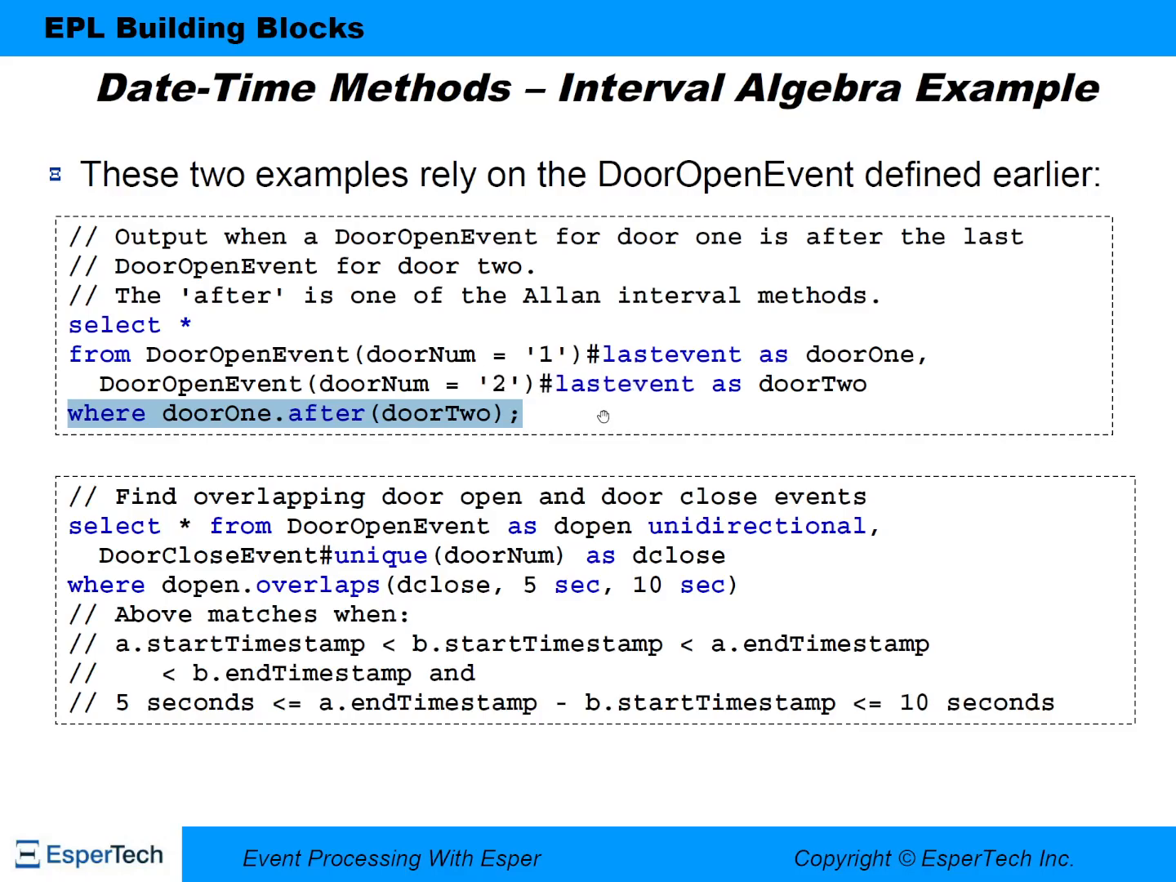The second example finds overlapping door open and door close events. Select * from DoorOpenEvent as Dopen unidirectional, DoorCloseEvent#unique(doorNum) as Dclose where Dopen.overlaps(Dclose, 5 seconds, 10 seconds).